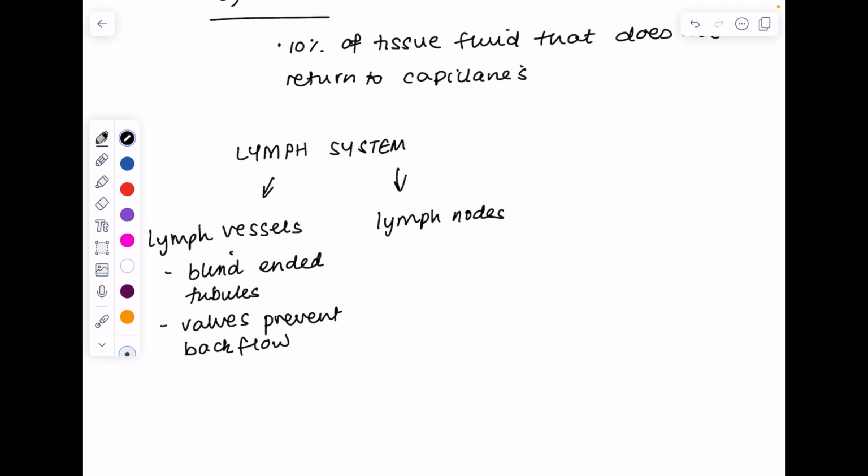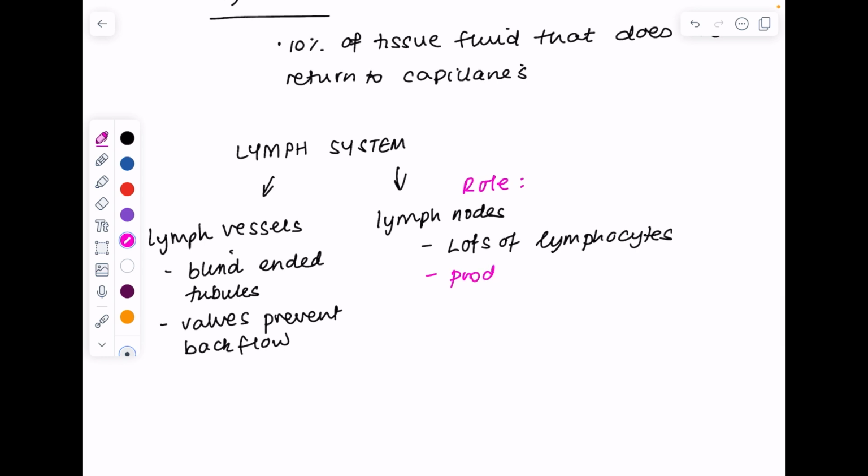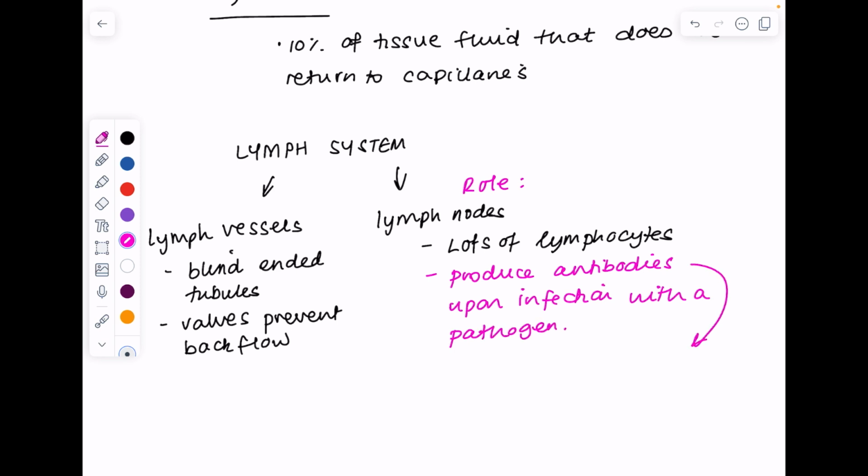Whereas the lymph nodes are in effect small nodules which contain large quantities of lymphocytes. So that white blood cell, which is very important in our immune response, produces antibodies which kill pathogens. And so really that is the role of our lymph, to contain lots of lymphocytes which produce antibodies upon infection with a pathogen. And those antibodies will have to enter the blood.